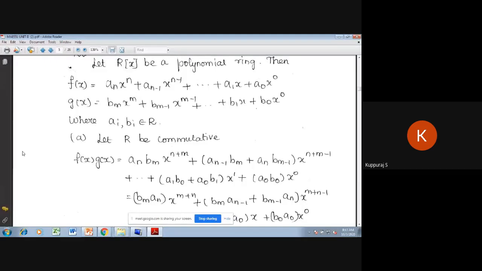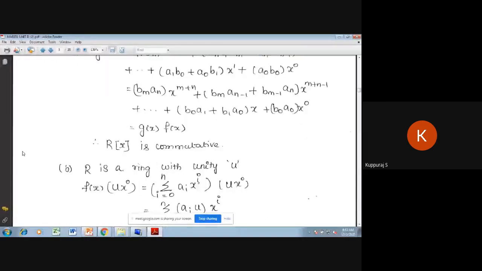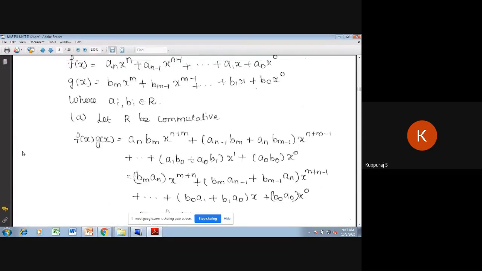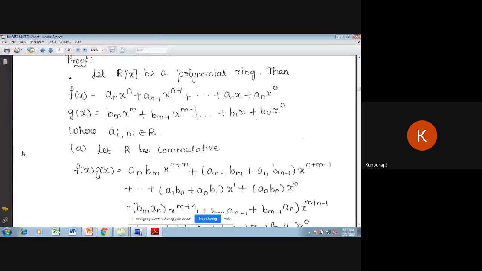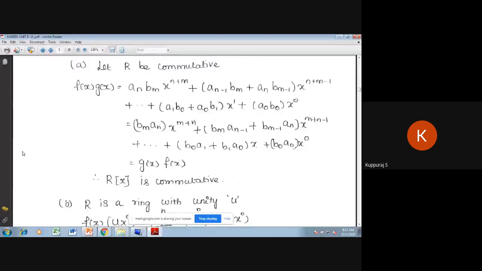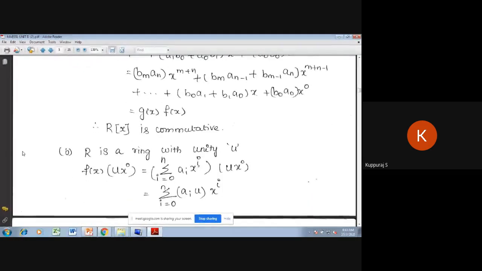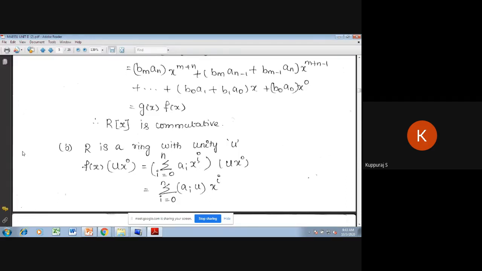Which can be written in summation form. So summation i equals 0 to n ai into x power i. Okay, if you expand the summation, you get f of x: an x power n plus an minus 1 x power n minus 1 plus etc., a1 x plus a0 x naught. Okay, so summation i equals 0 to n ai x power i into u into x power 0. So now multiply. So u into x power 0 will be multiplied with each term of the summation.